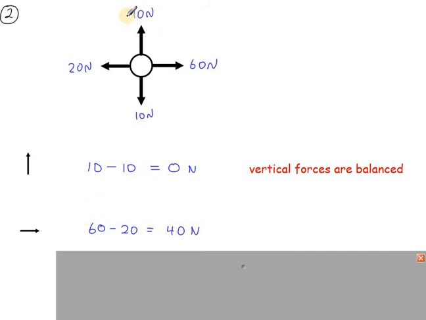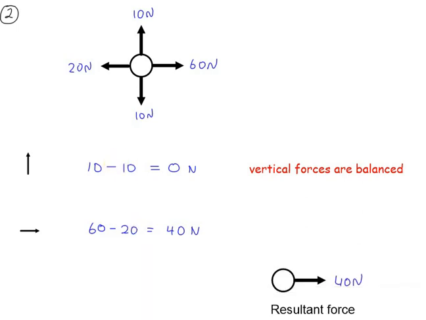So again, in the diagram all forces need to be positive, but when we're solving equations you can have negative forces. So we have a resultant force, it's 40 newtons in this direction.